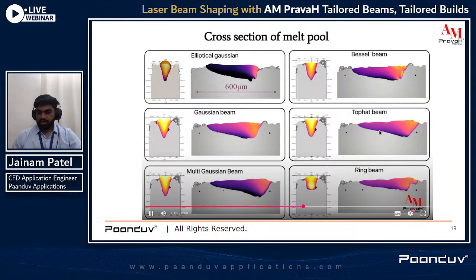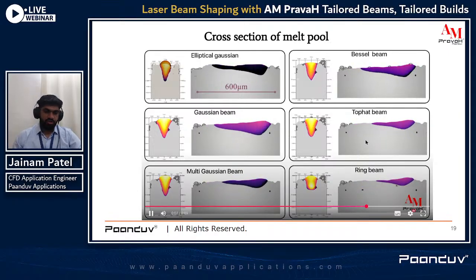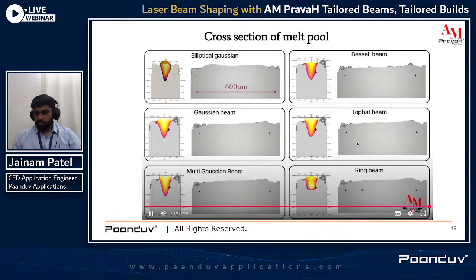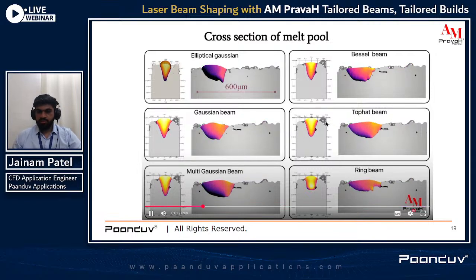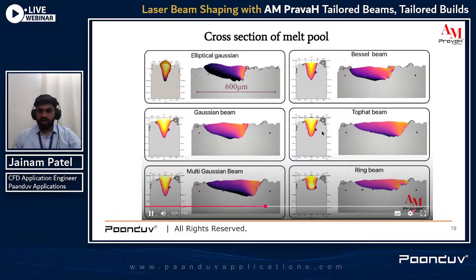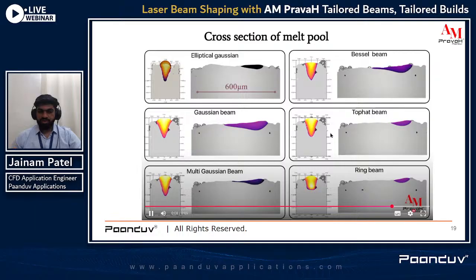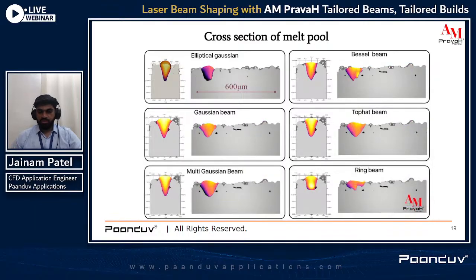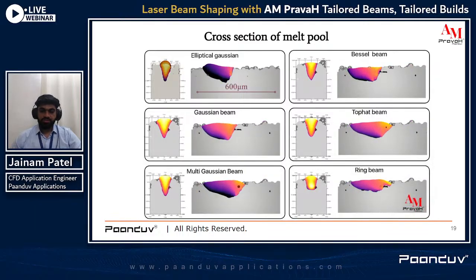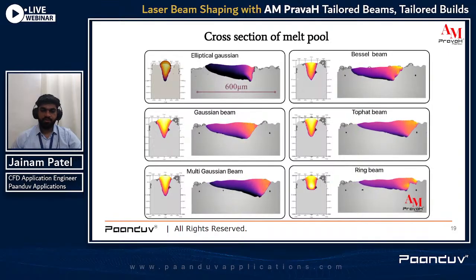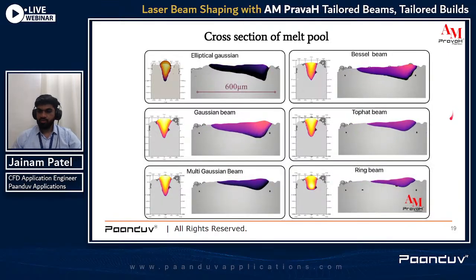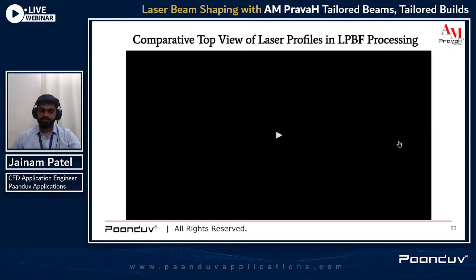For the same top hat, we can see that it has uniform energy across the spot diameter, which gives a wide, shallow melt pool area, so a more uniform microstructure can be generated, and it will be helpful to reduce thermal gradients and give fewer cracks and pores. So let's move forward to the next slides.